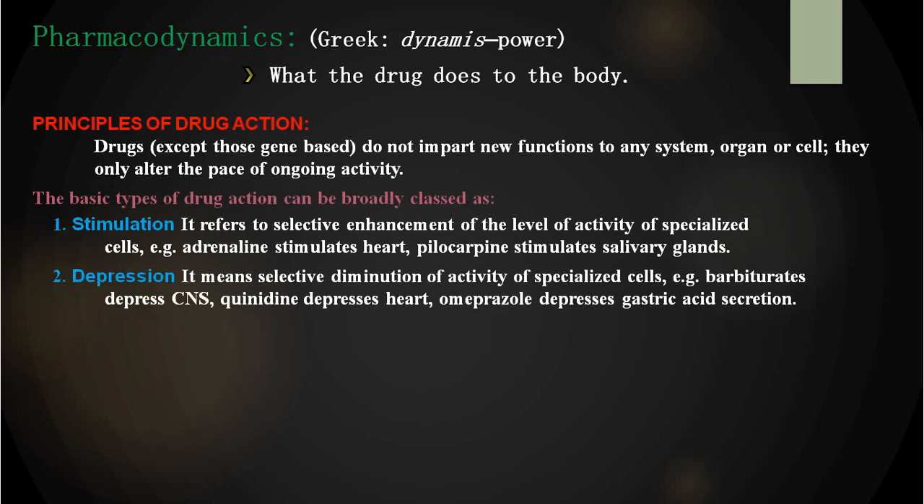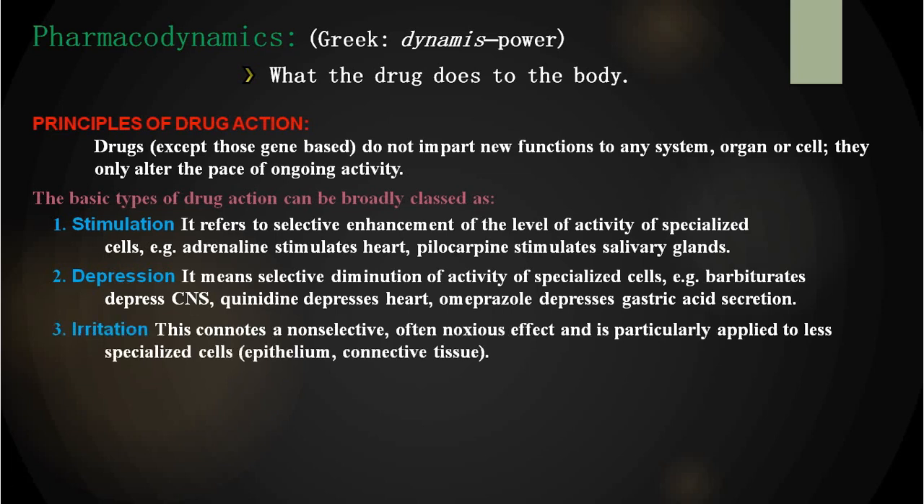Depression means decrease in the specialized activity of the cell. For example, barbiturates depress CNS, quinidine depresses heart, omeprazole depresses gastric acid secretion. Irritation is non-specific, often noxious effect, and is particularly applied to less specified cells, for example epithelium or connective tissue.